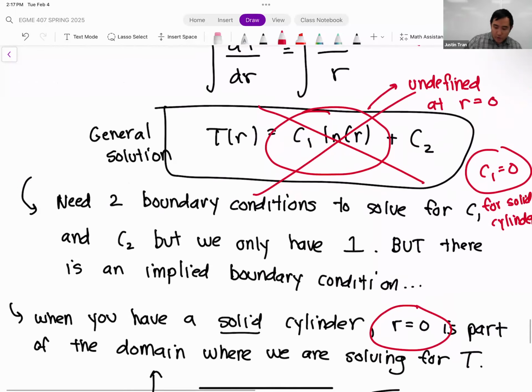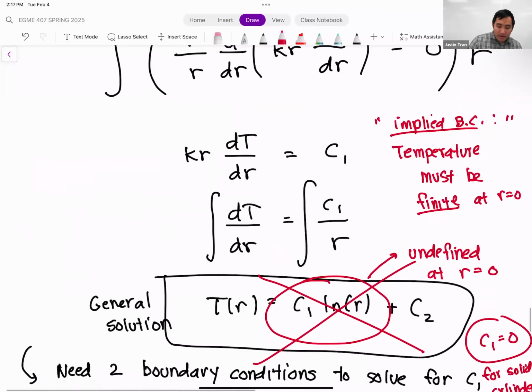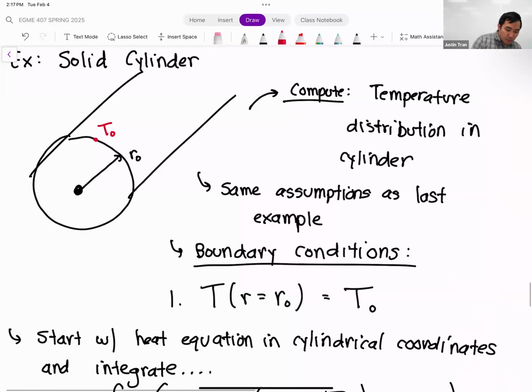Yes. So if C1 equals 0, then our solution is just constant. In this case, we know what it is because we know the temperature of the outer surface is TO, so it must be TO everywhere.